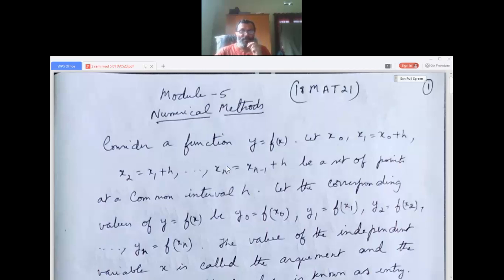Let the corresponding values of y equals f of x be taken in such a way that y naught equals f of x naught, y1 equals f of x1, y2 equals f of x2, y3 equals f of x3, and it goes on till yn equals f of xn.